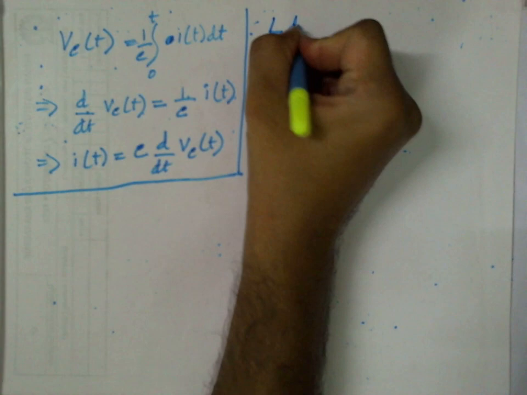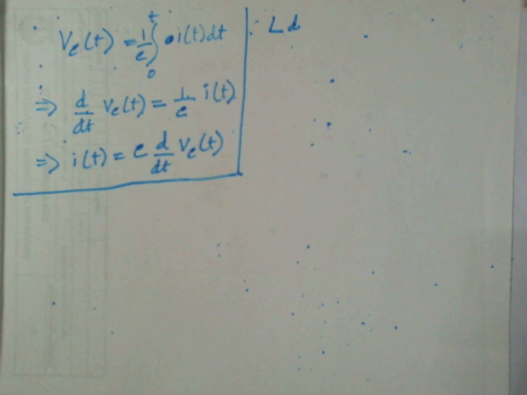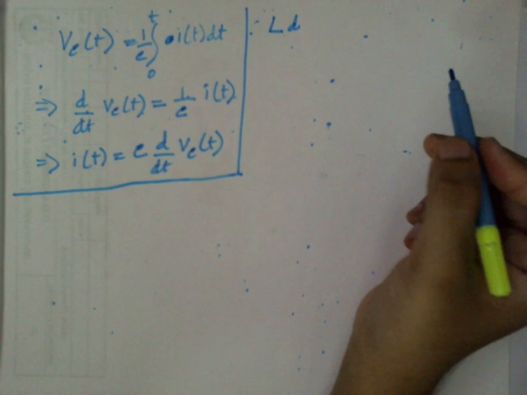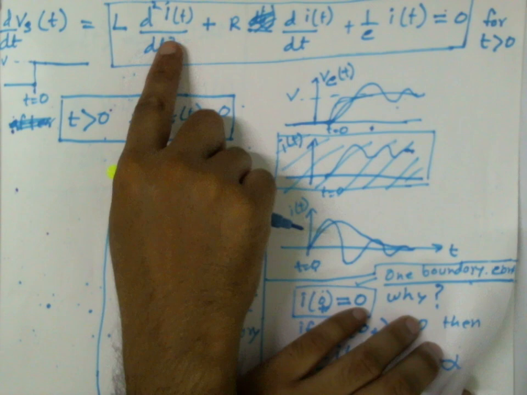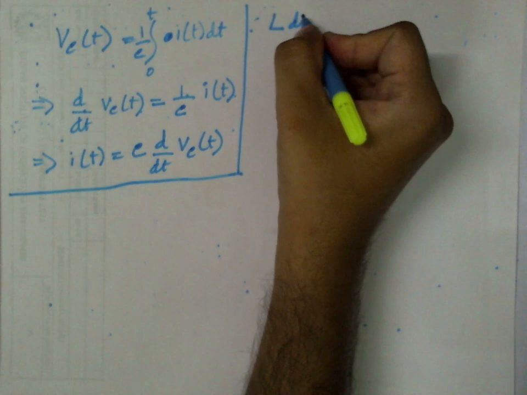So we had LD. I think that's not going to be very convenient, because if we do that, the first term here is the second derivative of the current. If this is the second derivative of current, and current itself is the first derivative of voltage, the first term will become the third derivative of VC(t).